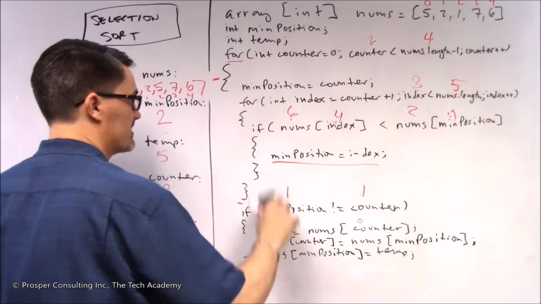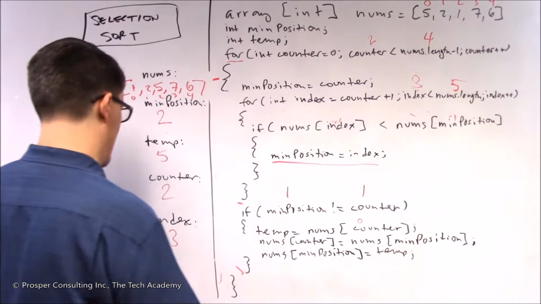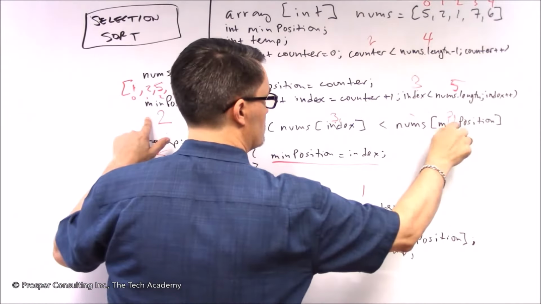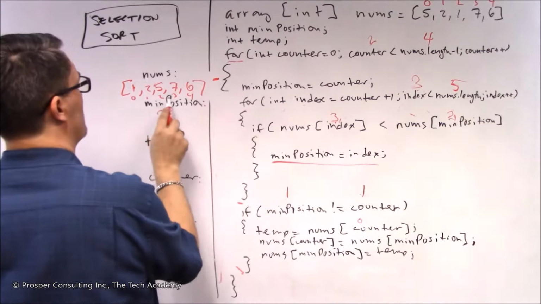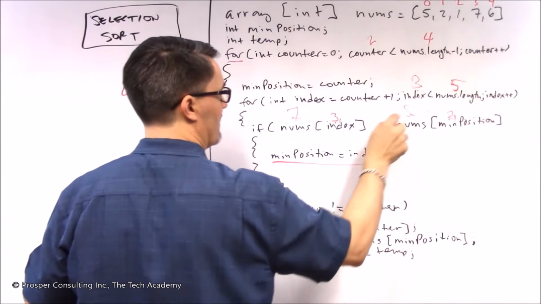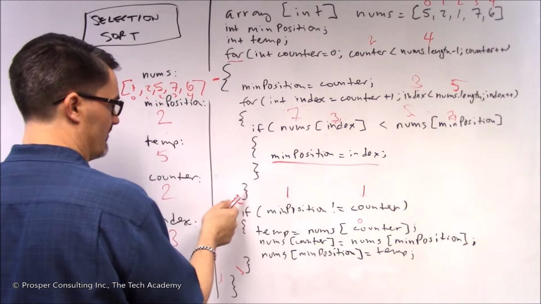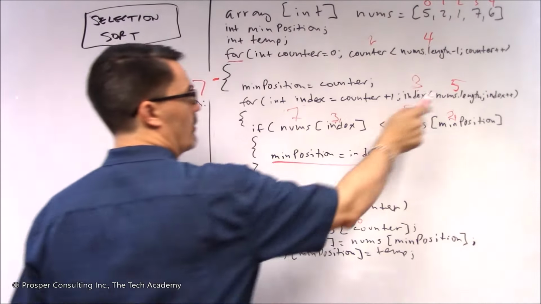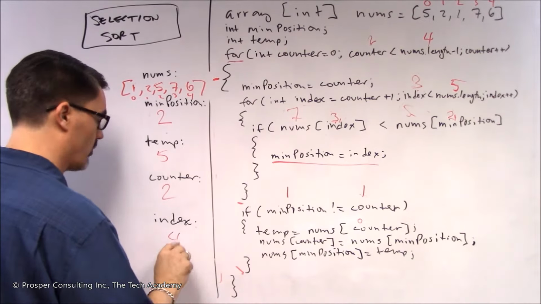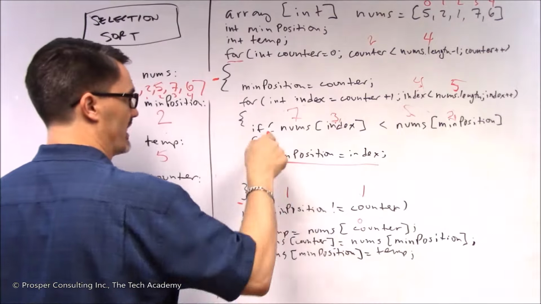First thing we do is we check this conditional, checking values inside the array. Index right now is equal to 3. Min position is equal to 2. So what's the value of position 3? It is 7. What's the value of position 2? It's 5. Is 7 less than 5? No. So we don't execute this. We've hit the end of an iteration through the loop. So we increment index. Index adds 1, from 3 to 4. Check our conditional. Is 4 less than 5? It is. So we execute the loop again.